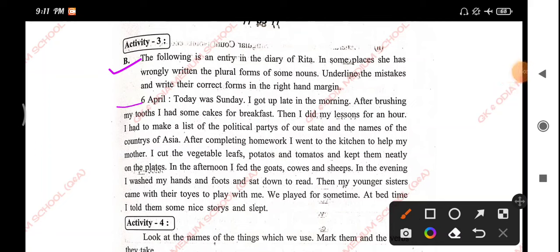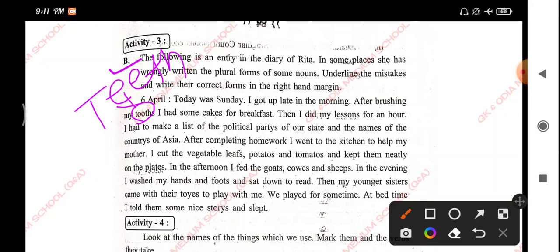Read the passage. 6 April, today was Sunday. I got up late in the morning after brushing my tooth. Write T E E T H, teeth. Then I have some cakes. I have some cakes for breakfast.